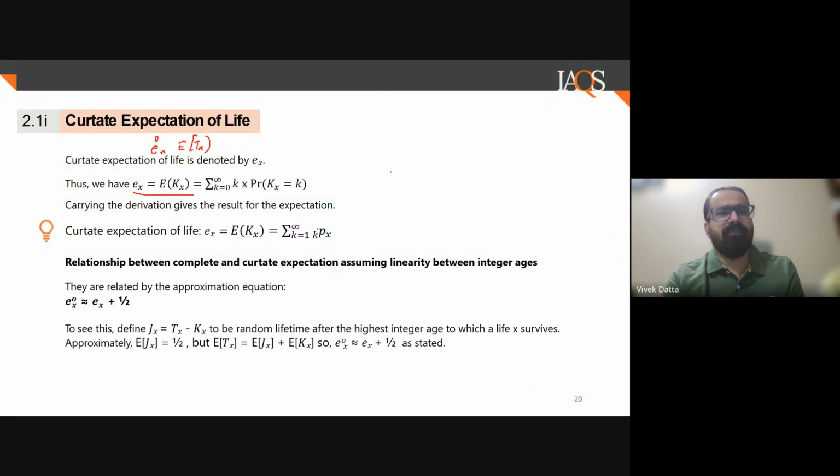So EX was expectation of KX. E circle X is equal to expectation of TX. TX was the continuous form. KX was the curtate form, complete, or you can indirectly call it exact. Don't use this in the exam, just for your understanding. And this is curtate, and this one is round down.